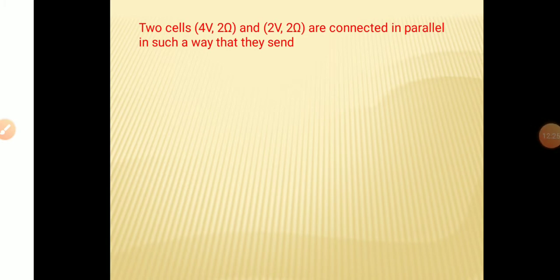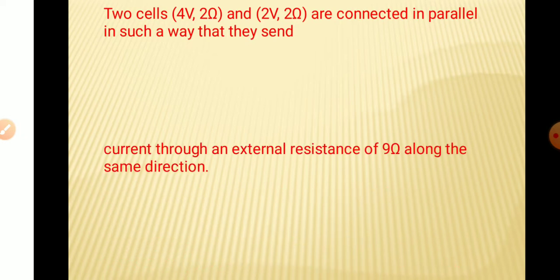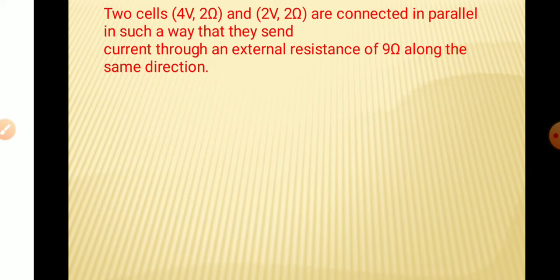So let us look at this numerical problem. Two cells of 4 volt 2 ohm and 2 volt 2 ohm are connected in parallel in such a way that they send current through an external resistance of 9 ohm along the same direction. Now the first part is draw the circuit diagram.